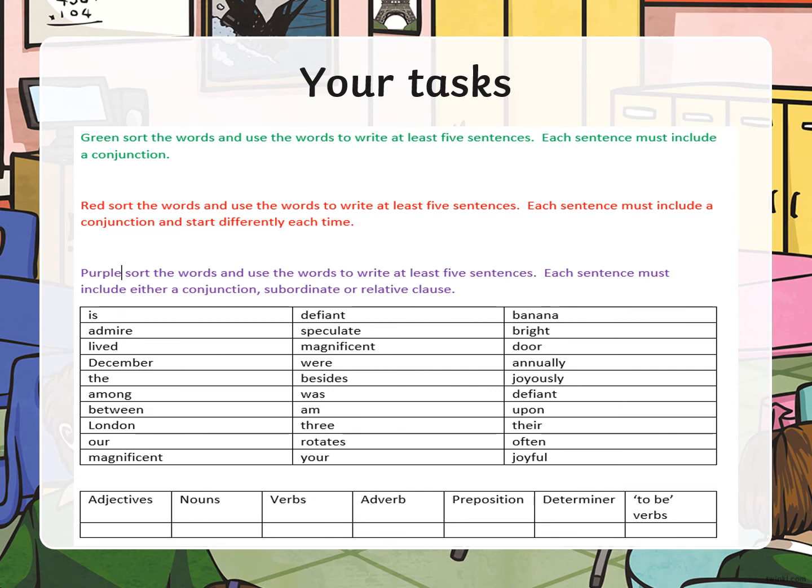Red group, same again, sort all of the words, and each sentence must include a conjunction and start differently each time. So I don't just want to see I or he or they pronoun starters. I want to see different ways that you could open up your sentences. Purple group, each sentence must include a conjunction, a subordinate or relative clause. I'm going to give you some reminders of those on the next slide.